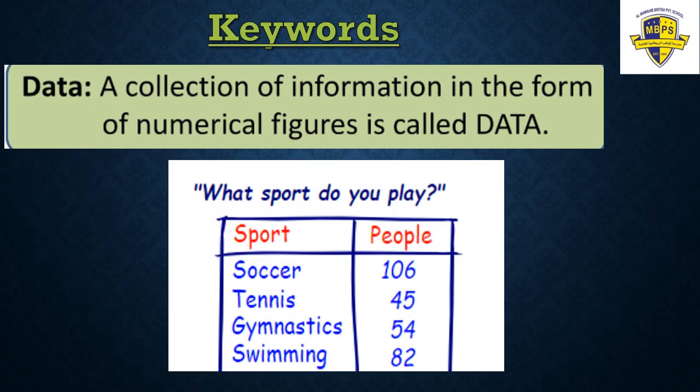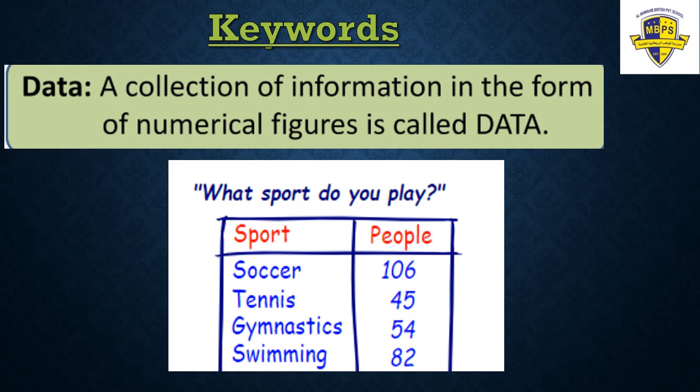Look at the keywords of today's lesson. The first keyword that we have is data. Now, what do we mean by data? Data is the information that we collect and it is in the form of numbers. If you see the chart below, it says, what sport do we play? We have the different names of sports and the number of people who like to play that particular sport. For example, if you see soccer, how many people like to play soccer? Very good. 106 people like to play soccer.